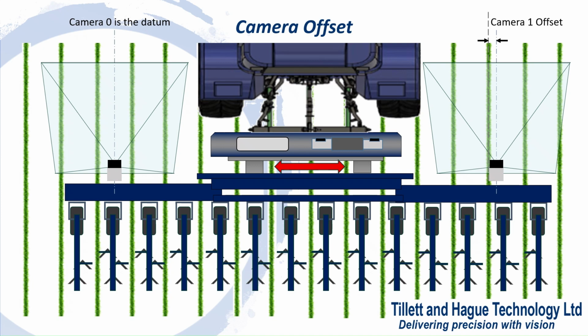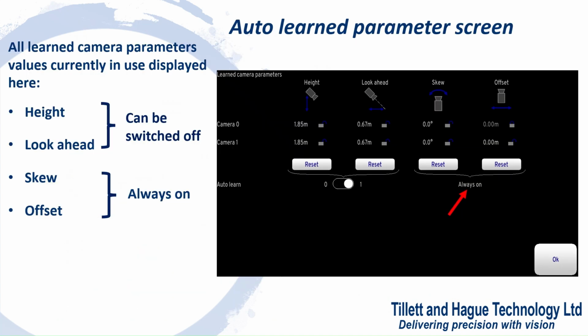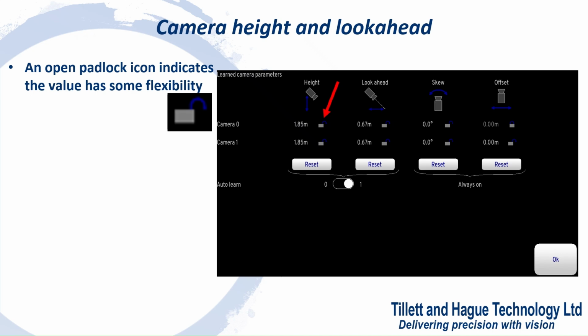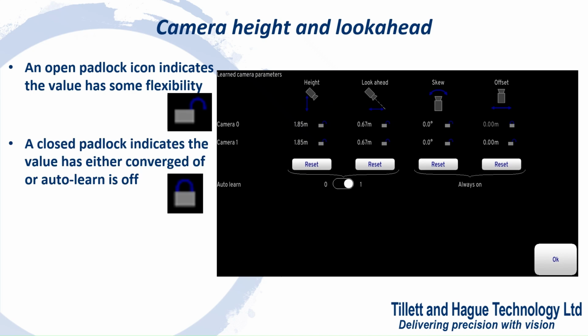Estimation of camera skew and offset is mandatory, indicated by the always on text. For multiple camera implements, each line represents the learn parameters for each camera. The symbols shown next to the learnt parameter relate to the current state of that parameter. An open padlock indicates that the parameter has some level of flexibility to better match their actual figure. A closed padlock indicates that the parameter has converged to its actual or learnt value, or that the auto learning feature has been toggled to the off position, thereby locking the parameter to the currently displayed value.